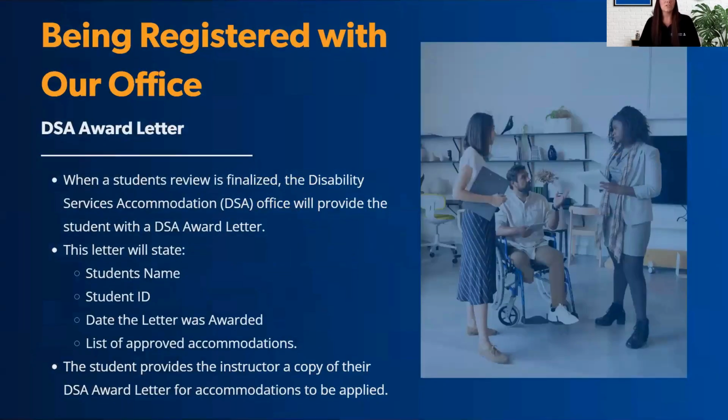Once a student's accommodations have been approved and their review has been finalized, they officially become registered with our office. At that point, the Disability Services and Accommodation Office will provide the student with a DSA award letter. This letter serves as the official record of the student's approved accommodations and includes important information such as the student's name, student ID number, and the date that the letter was issued. It will list the approved accommodations the student is eligible to receive. If a student is receiving temporary accommodations, the date that the accommodations expire will also be listed on the letter.